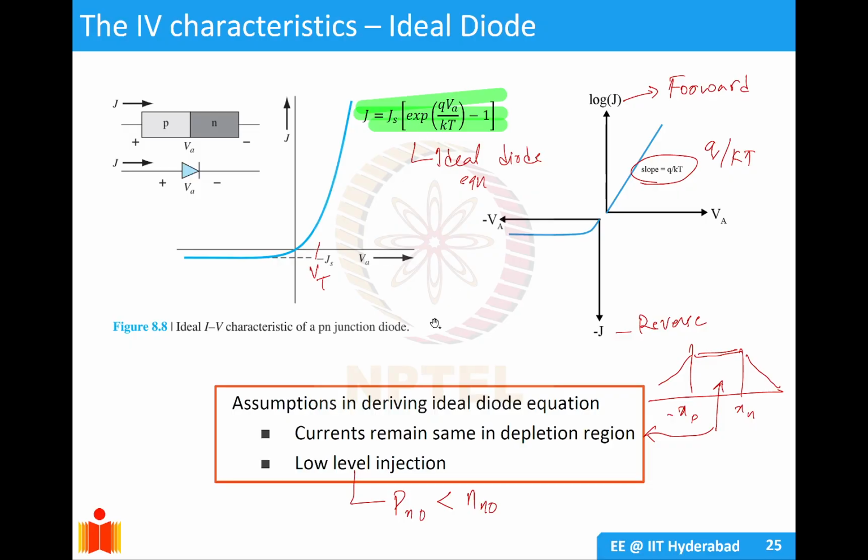We had made assumptions in solving this. We assumed that the current remains the same in the depletion region, that the carriers are constant in the depletion region, hence the current doesn't change in the depletion region. And we had also assumed low level injection, where the excess carriers generated are less than the majority carriers.